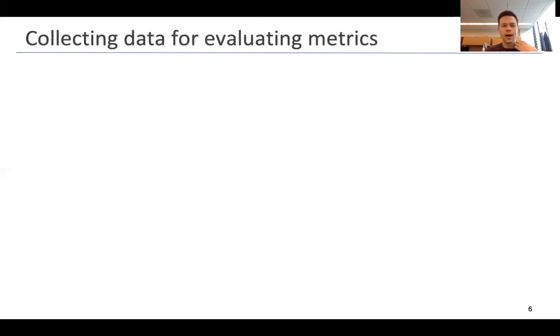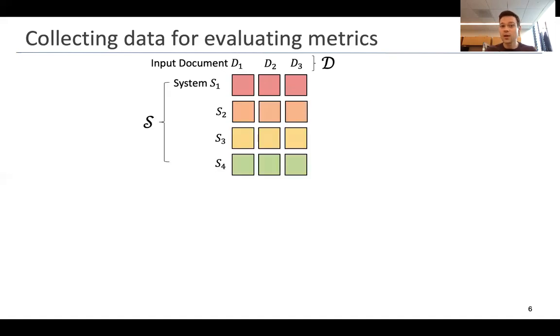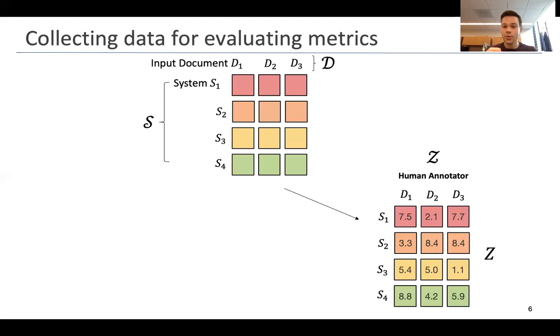So the way that you actually evaluate a metric is the following. For a given system, you generate a summary for an input document, which is represented by this square here. You repeat this for a whole bunch of input documents, as well as a whole bunch of systems in order to get this matrix. Then you have a human annotator score each of these summaries with whatever aspect you'd like to evaluate.